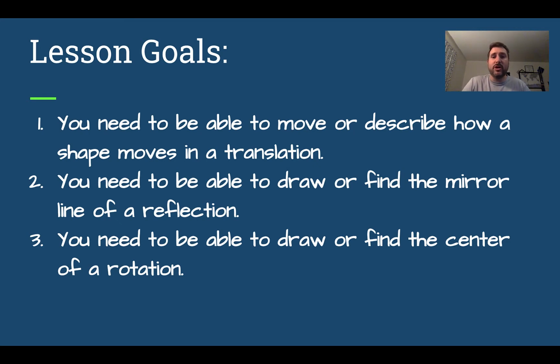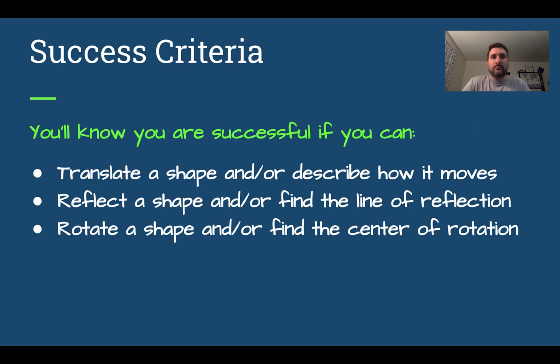You need to be able to draw or find the mirror line of a reflection, and you need to be able to draw or find the center of rotation in a rotation. You'll know you're successful after this lesson if you can translate a shape and/or describe how it moves, reflect a shape and/or find the line of reflection, and rotate a shape and/or find the center of rotation.